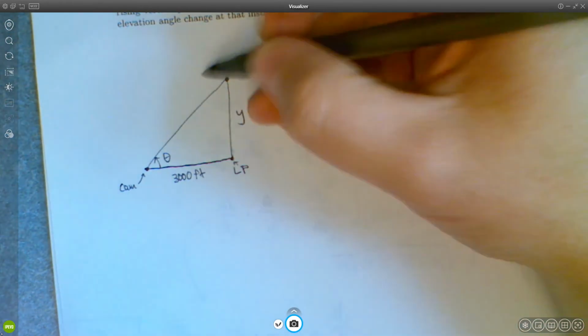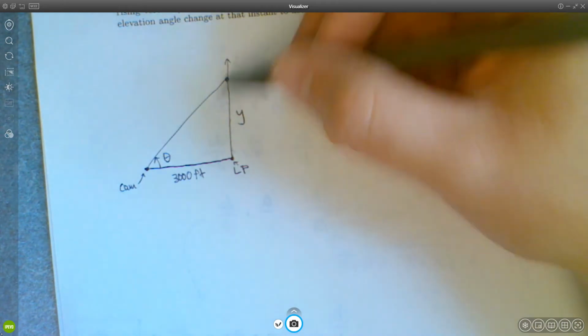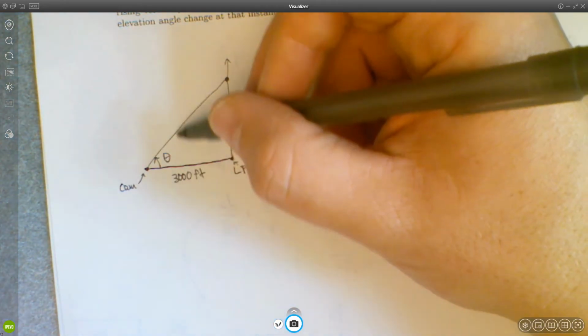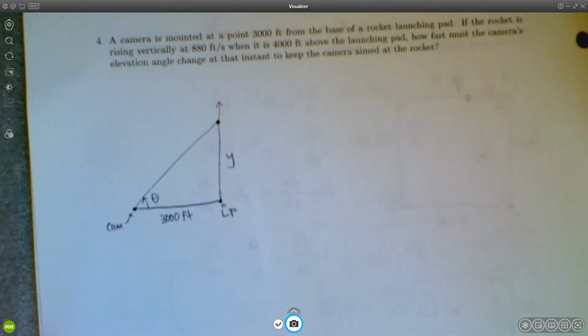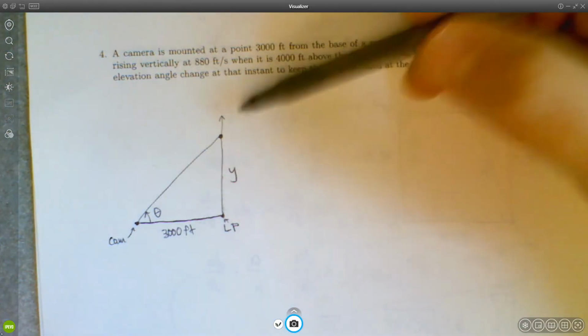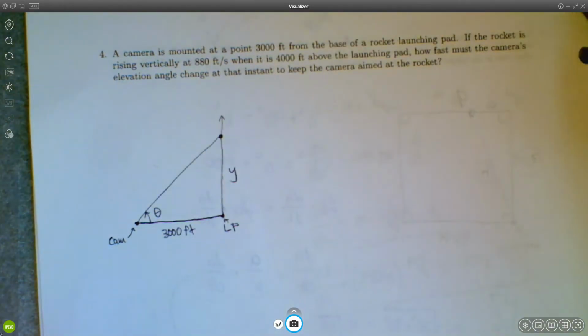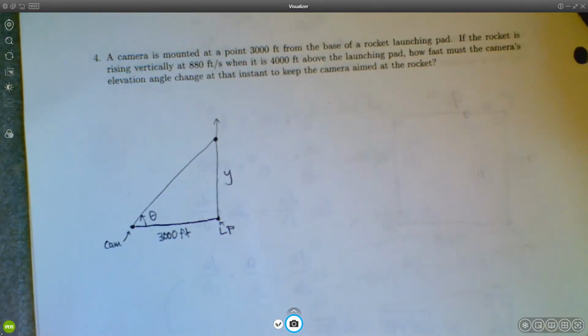We want to know, so notice that as the rocket continues to rise, the angle is going to have to change, right? The angle is going to have to change. And so the question is, how quickly is the angle changing at that particular moment when the rocket is 4,000 feet above the launching pad?